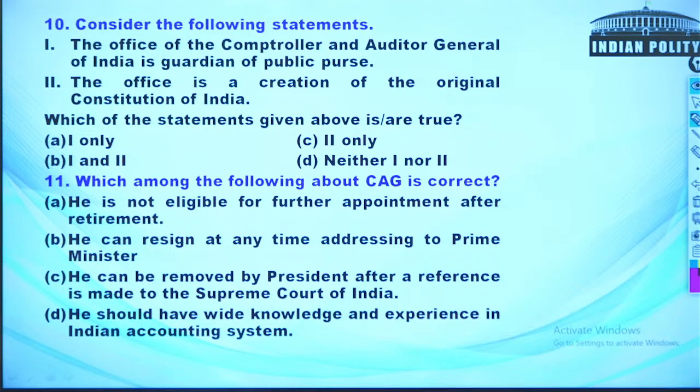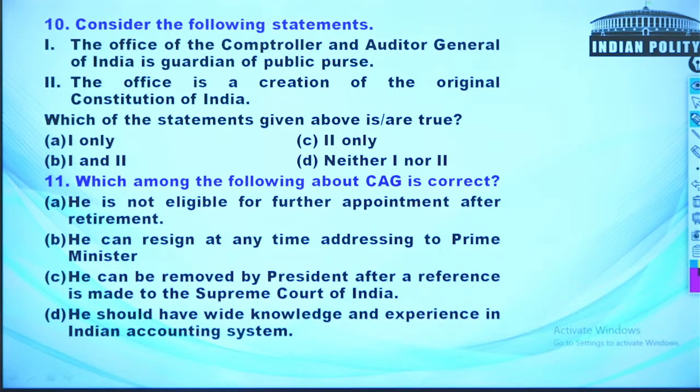He can resign at any time addressing the Prime Minister? No. He can resign by addressing the President. He can be removed by the President after reference is made to the Supreme Court? No. He is removed by the President in the manner a Supreme Court judge is removed.